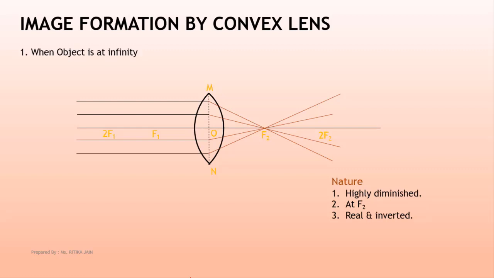Why real and inverted? Because the image is being formed on the other side of the lens. Okay.